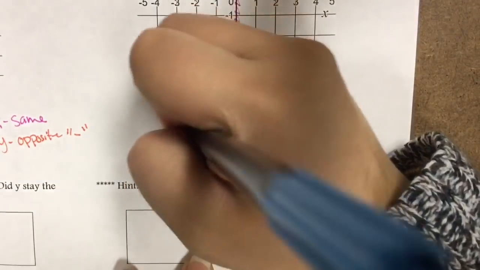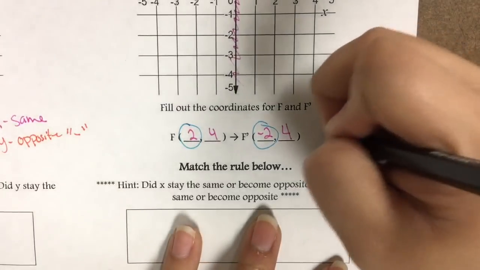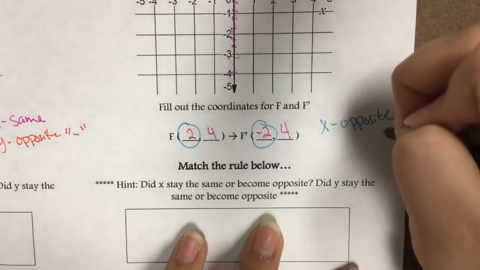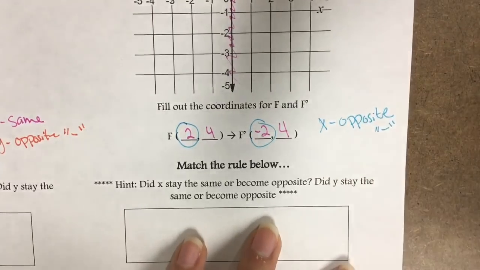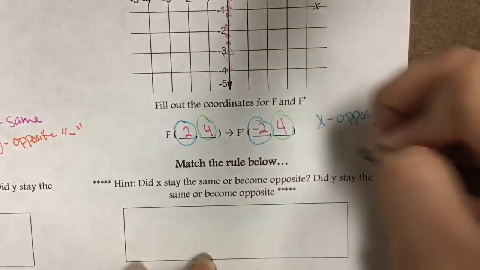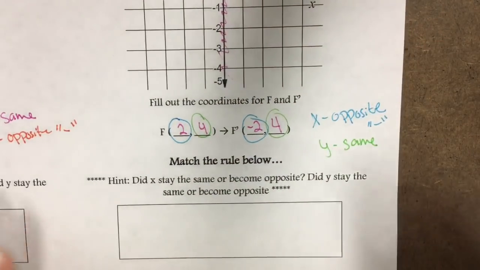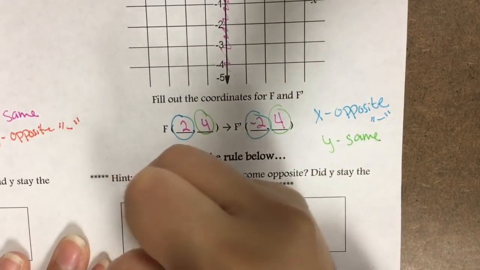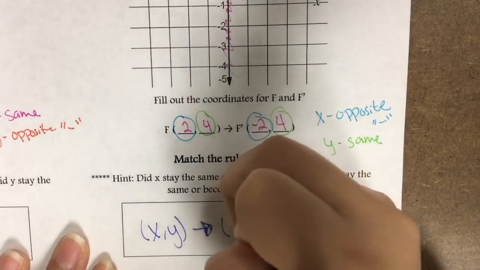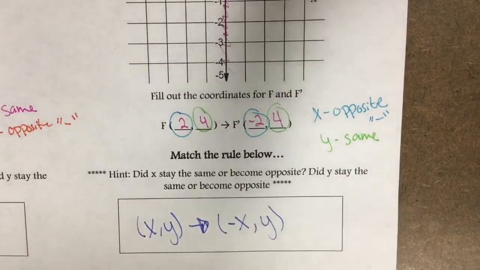So let's look at x. It was 2, now it's -2. So x became the opposite. So we're going to signify that using the negative again. Y was 4, still 4, so y remained the same. So let's go ahead and write the rule for that one. X comma y changes to, x became the opposite, so -x. Y remained the same, so we just rewrite y.